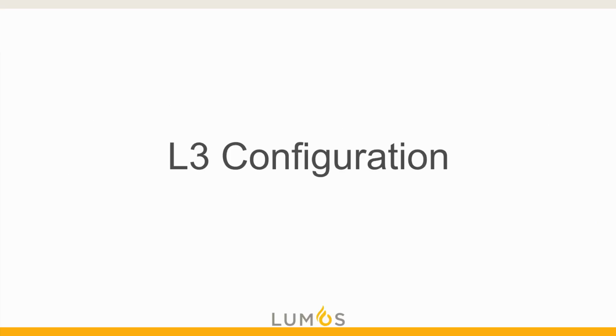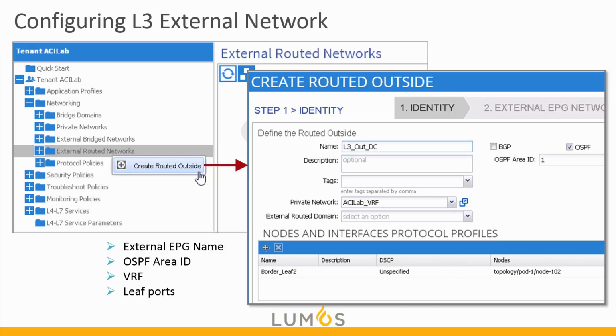So now let's take a look at layer 3 out, or external configuration. Again, from within our tenant, we're going to expand networking, and then right-click on our external routed network and create a routed outside. We'll choose the routing protocol, and again, now we have BGP, OSPF, and EIGRP. You don't have to choose a protocol for static, it's just static. We'll choose our OSPF area ID. If it's BGP, we'll choose EBGP or IBGP. We'll choose the VRF that this is going to be an extension of.